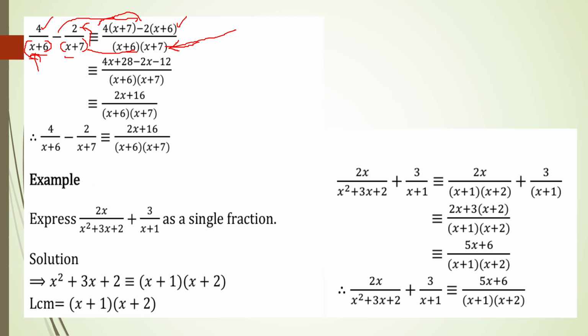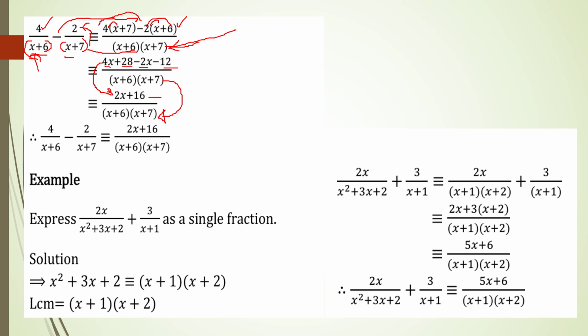After that, we open up our brackets. 4 times x, you get 4x. 4 times 7, you get 28. Negative 2 times x, you get negative 2x. Negative 2 times positive 6, you get negative 12. Simplifying everything, 4x minus 2x, you end up with 2x. Then 28 minus 12, you end up with 16. And then your LCM will still be left in the denominator.